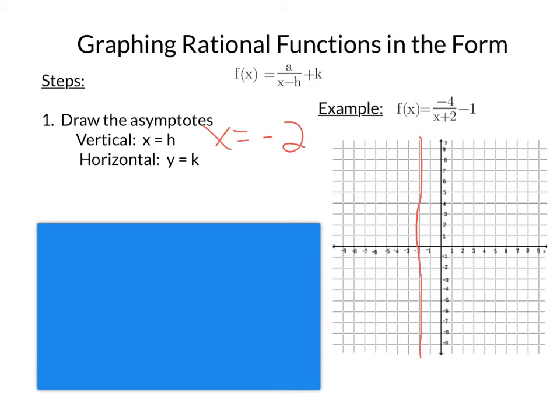My next step is to find my horizontal asymptote, which is the equation y equals k. K is the constant subtracted at the end of our equation, so we have y equals negative 1. So I'll go to negative 1 on my y-axis and draw in my horizontal asymptote.